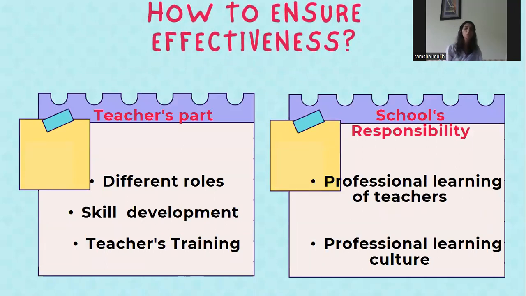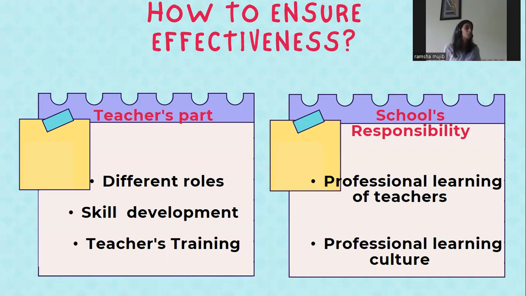Now, the reason why I've chosen the design of this slide is that the point I'm trying to make in this presentation is that the teacher's part and the school's responsibility have to go hand in hand if you want to ensure effectiveness. It's like two parts of the puzzle. The teacher has to play his or her part, and the school also has to play its responsibility. It's only then we are going to progress. And when these two pieces of the puzzle combine, then only we will ensure effectiveness.